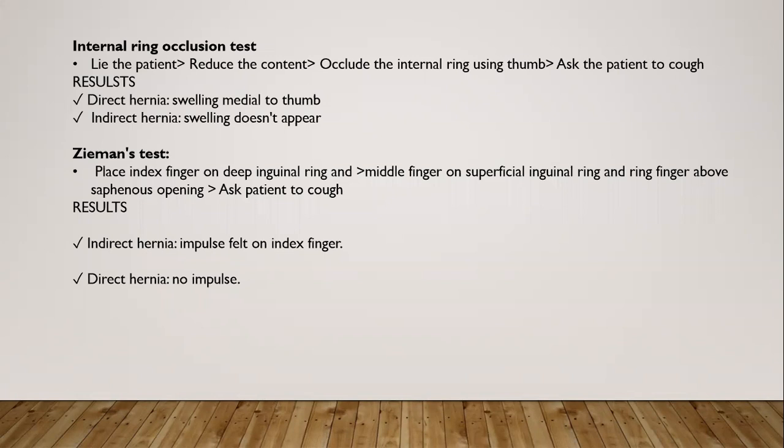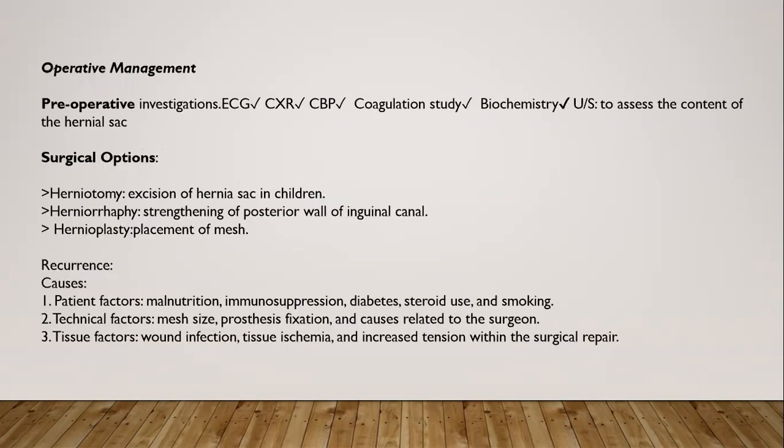After occluding, you ask the patient to cough. Since you've occluded the deep inguinal ring, where the indirect inguinal hernia passes through, the sac cannot pass there. Therefore, you cannot see it. For direct, the hernia is going to appear medial to the thumb. For indirect inguinal hernia, there will be no swelling. You cannot see it. And then the Ziemann's test, you're going to read this one.